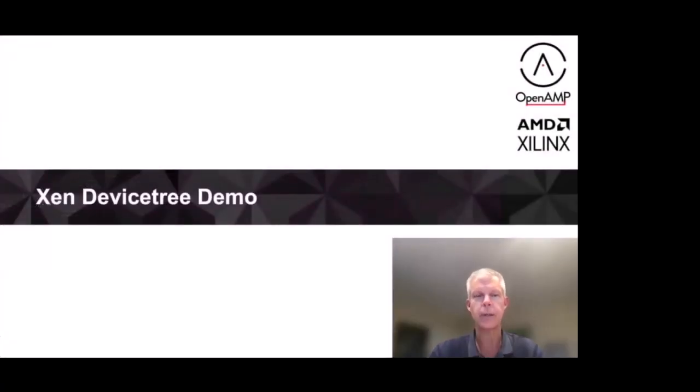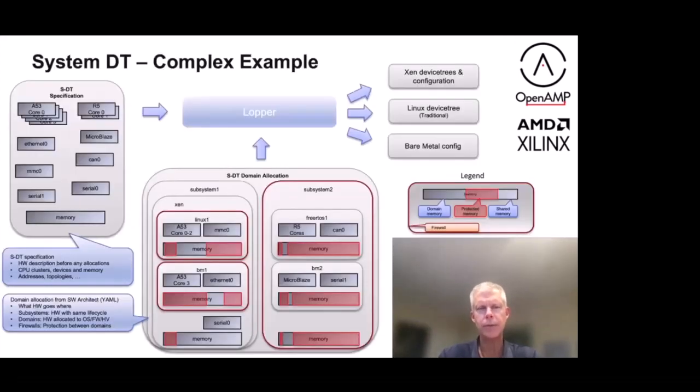Next demo is a little bit more advanced. We're going to look at the device trees for Xen, the embedded hypervisor. Before we get into what we're going to demonstrate, I just want to show how system device trees can be used for some much more sophisticated examples. In this case here, we have the same system device tree specification as before, but the allocation is much more advanced.